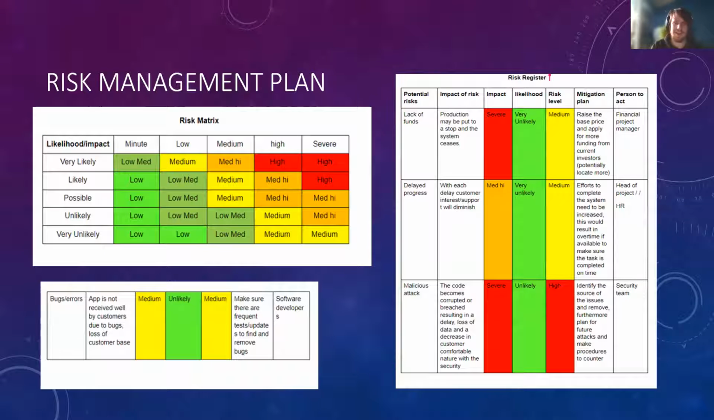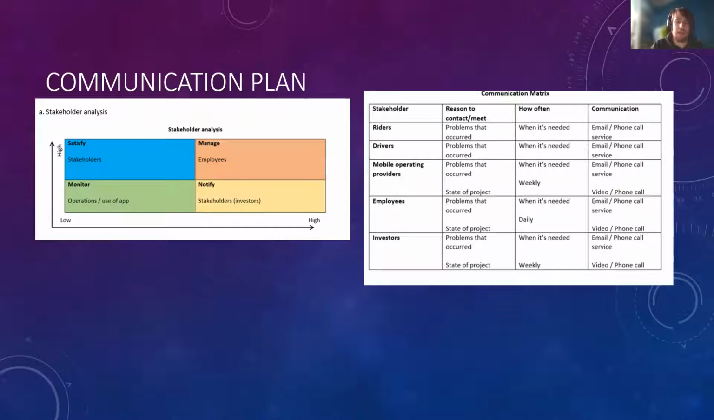Now to the next slide, finally. Here we have the communication plan. Now, on the left-hand side, we have the stakeholder analysis. This is essentially going to identify the most important to kind of the least important or the lowest of interest. So if we look in the top left and the bottom right of the diagram on the left, we can see satisfying the stakeholders is a very high requirement, and then to notify our stakeholders and investors of certain updates is also quite important.